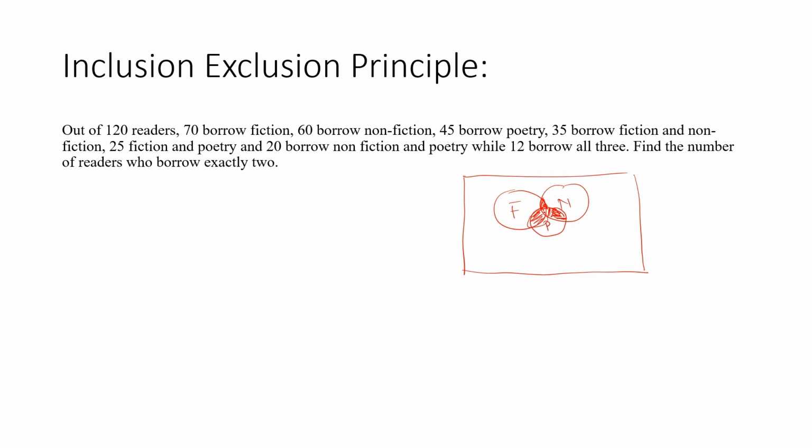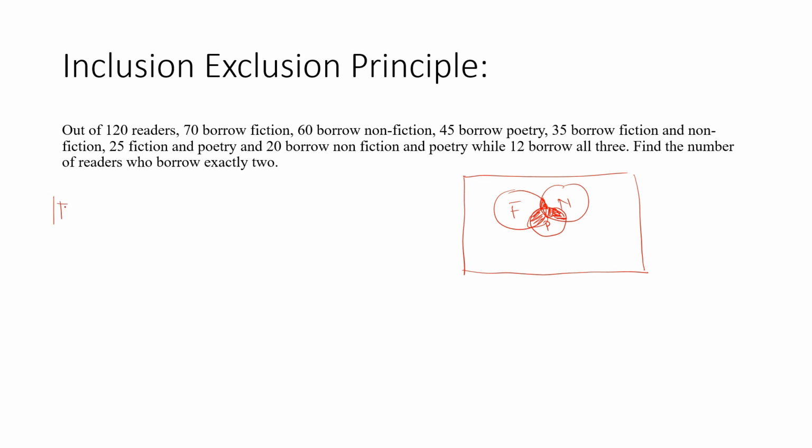Now, this middle portion must be subtracted from all the three intersections. Otherwise, it will also include the number of readers who borrow all three of the combinations. But we have to find only two. That means the number of readers who borrow exactly two. So that's why we have to add all the number of students who borrow exactly two combinations of books.